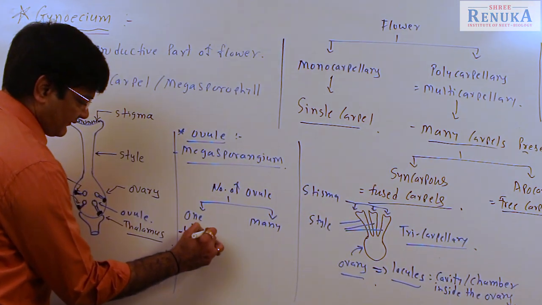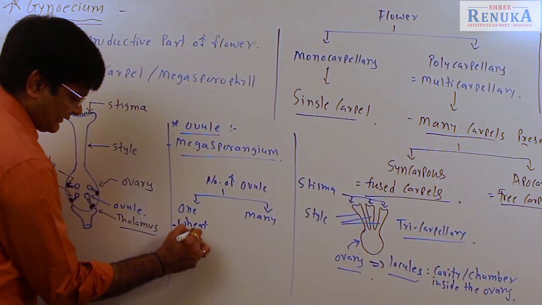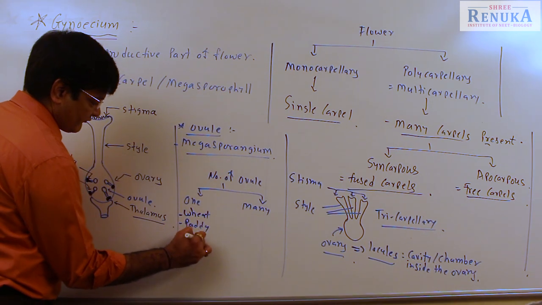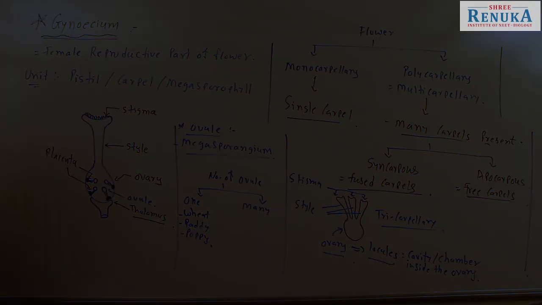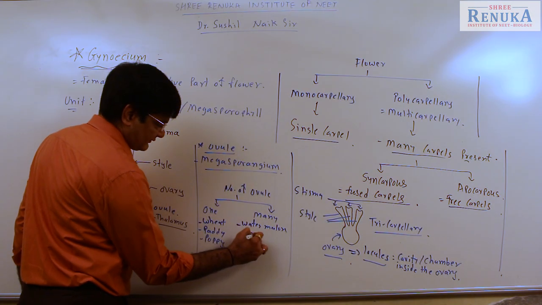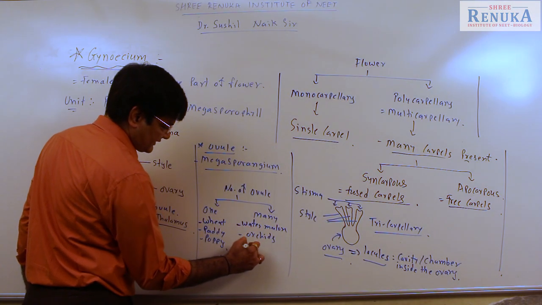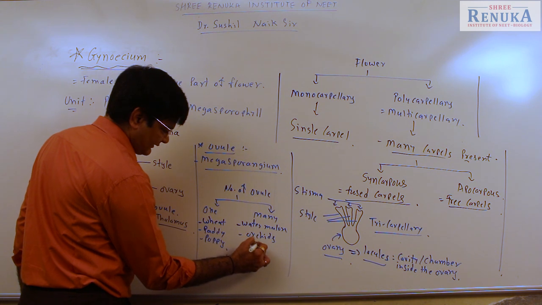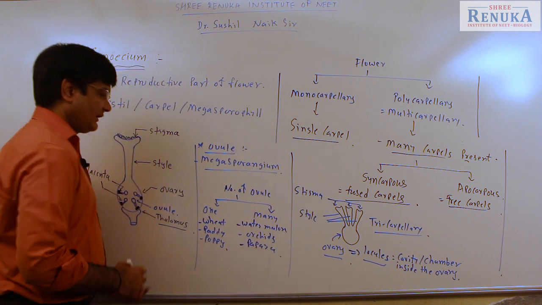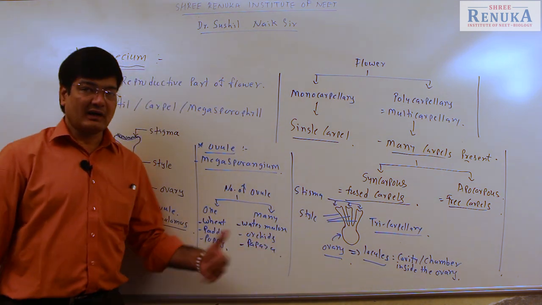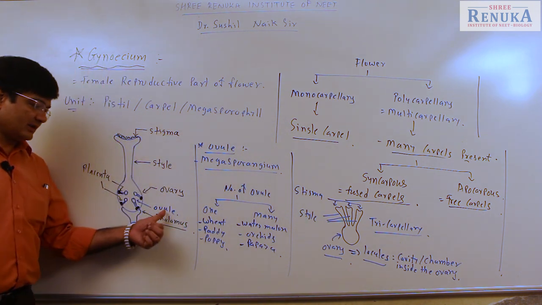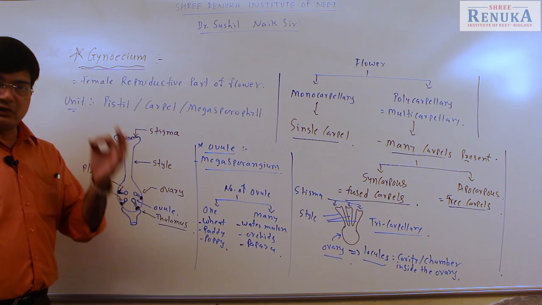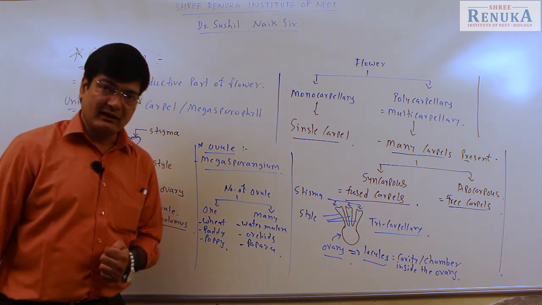In the case of wheat, paddy and poppy, a single ovule is present. But in the case of watermelon, orchids and papaya, a large number of ovules are present. Simply, the ovule is formed inside the ovary. The site of development of the ovule is the placenta, that we know.